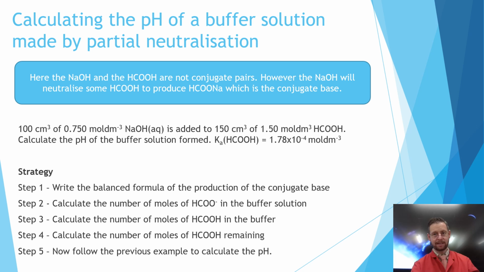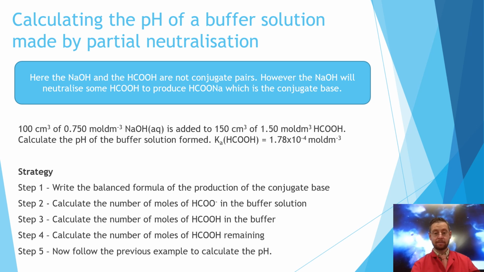These are really tricky, so you're going to have to practice these. It's 100 centimeters cubed of 0.75 moles per decimeter cubed sodium hydroxide. Whenever you see a volume and a concentration together, your instinct should be to calculate the number of moles present. Even if it's not what you need to do, it quite often is, so I would just automatically start working out some numbers of moles. Now this NaOH is added to 150 centimeters cubed of 1.5 moles per decimeter cubed HCOOH. We can work out a number of moles there.